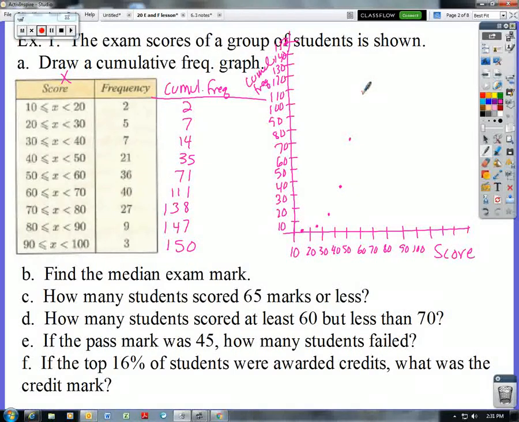71 is a bit of a jump. 111 is up there. I just have to eyeball it. This one is up at almost 140. 147, almost to 150, and then this one is 150. And then connect it with a smooth curve.